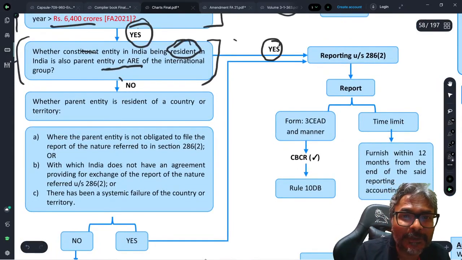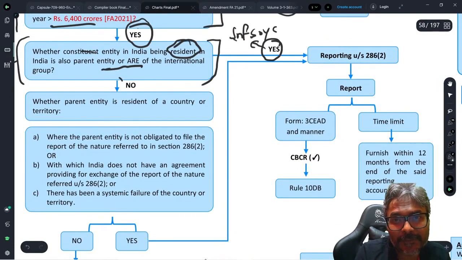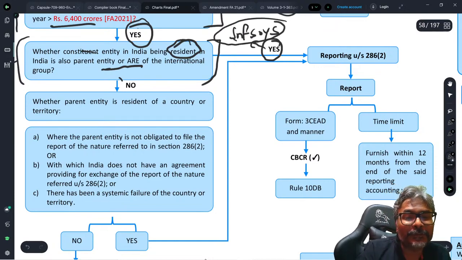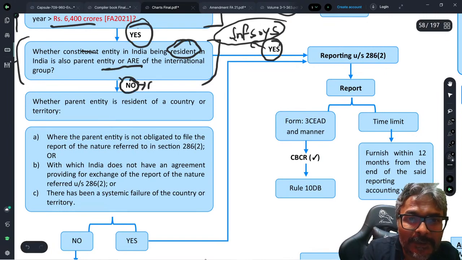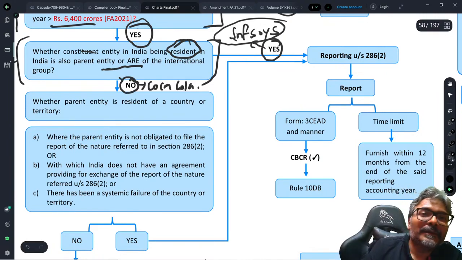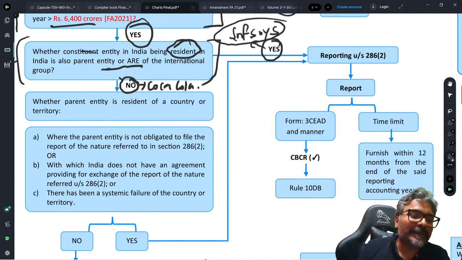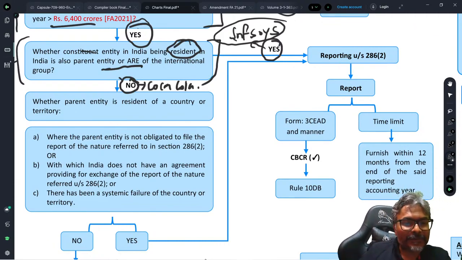So if you see over here, they are talking about Infosys, because Infosys is both the resident as well as the parent entity. Whereas here they are talking about Coca-Cola India, because they are not a parent entity. Because they are not a parent entity, students. I hope that every one of you is clear. Amrita, Ujjwal, Saranya. This is what it is.